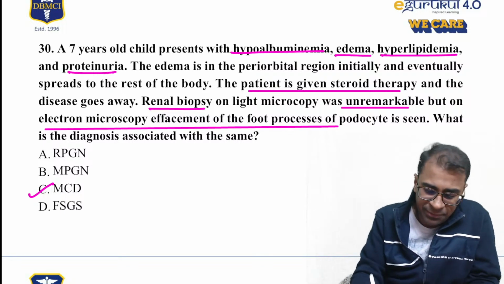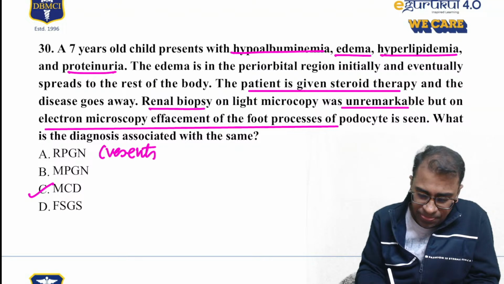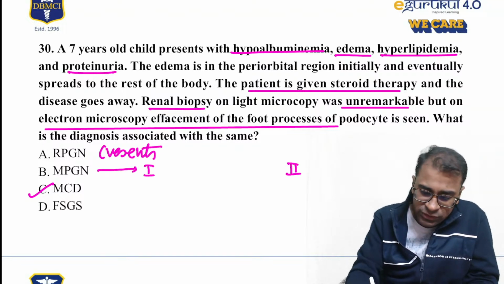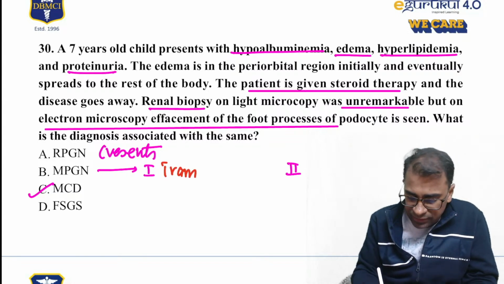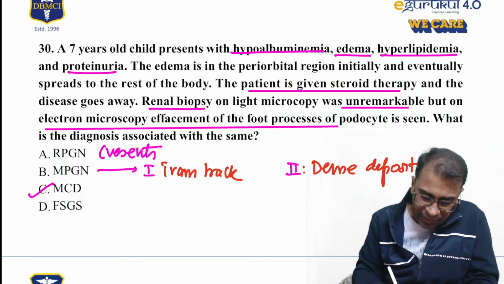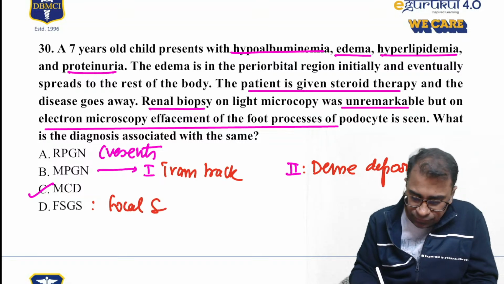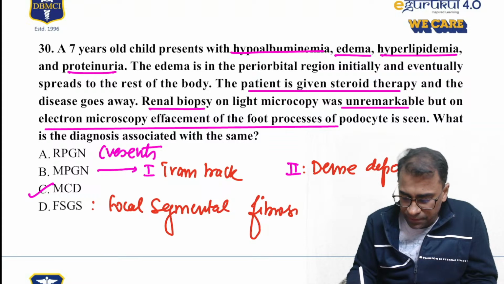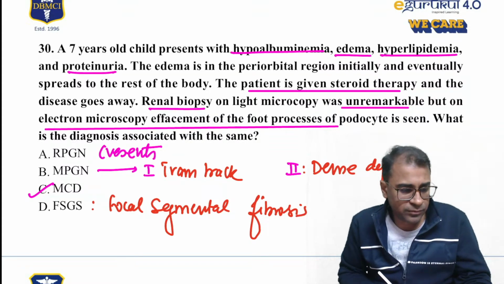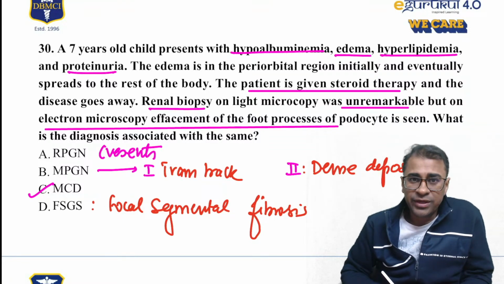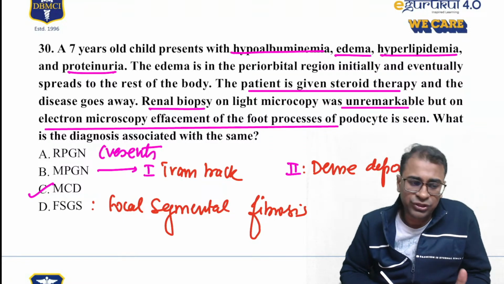Remember, RPGN में क्या मिलेगा? Crescents. ठीक है. In MPGN, type 1 है और type 2 है. Type 1 shows tram track appearance and type 2 shows what? Dense deposit disease. In FSGS we see focal segmental fibrosis. Okay. ठीक है. Here the answer is minimal change disease.